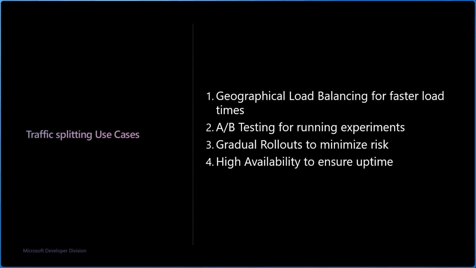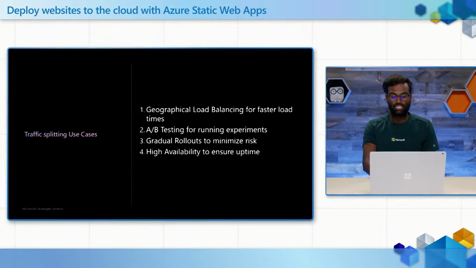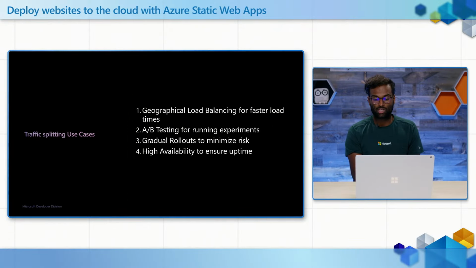Geographical load balancing: direct users to the nearest server for faster load times. A/B testing: run experiments by splitting traffic between different versions of your app. Gradual rollouts: gradually release new features to minimize risk. High availability: ensure uptime by redirecting traffic during outages. Azure Static Web Apps makes it easy to implement these traffic management strategies.